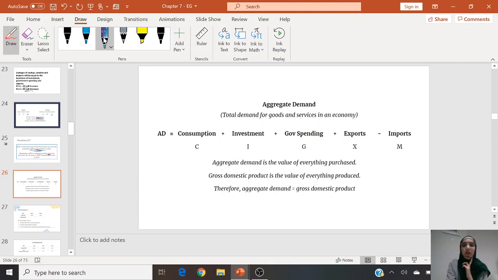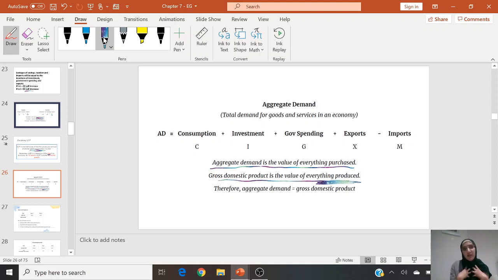Aggregate demand is the value of everything that is purchased. Okay, please remember that. So everything that people purchase within an economy, everything that people purchase in Australia, is going to be the aggregate demand. However, gross domestic product is the value of everything that is produced within an economy. Technically, it's kind of the same. The main reason is that if GDP is everything that is produced, all of that produced has to then be purchased. Because if it wasn't going to be purchased, why would you produce it?